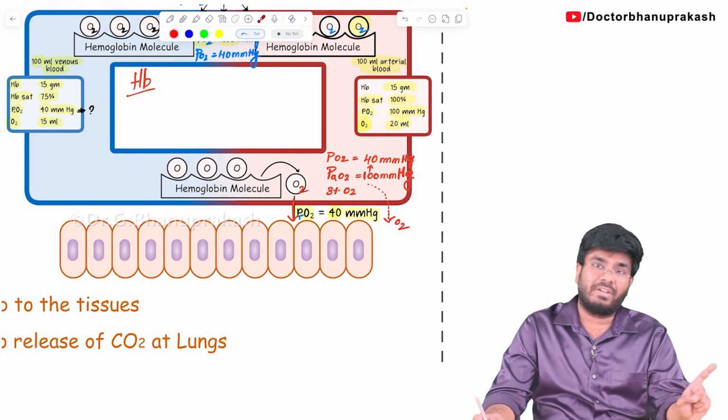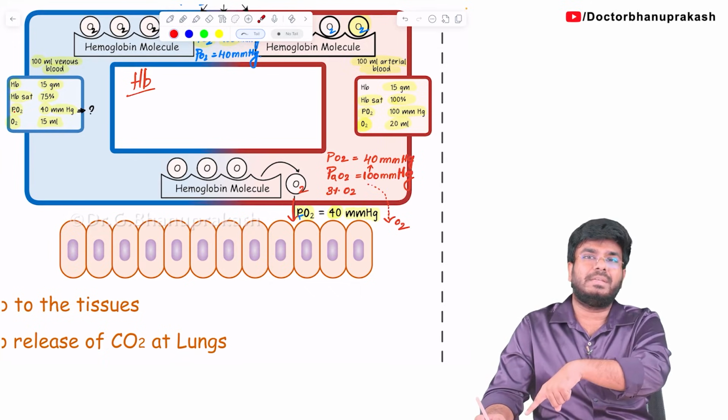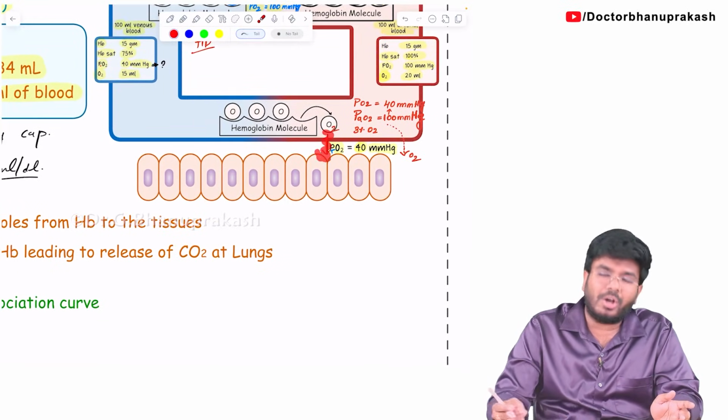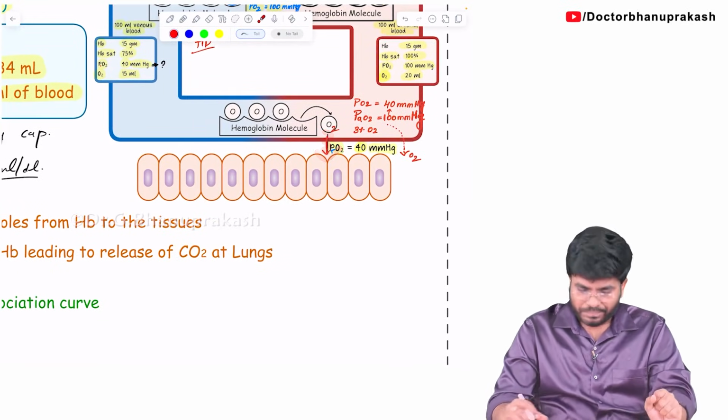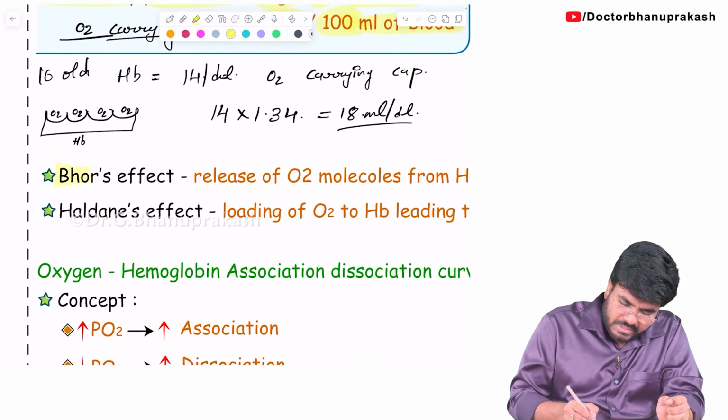Hemoglobin saturation 75%, 100%. Content of oxygen 15, 20. Okay, understood? So these are the differences. So finally, at the end of the day, what happened? Oxygen diffused to the tissues. So what is this effect called? Guys, look here. What is Bohr's effect?